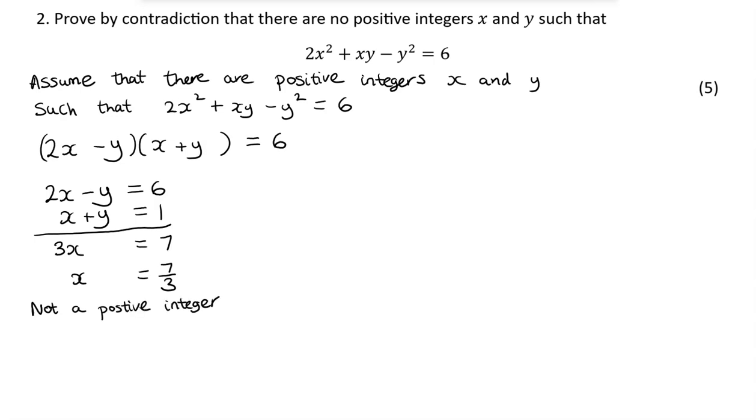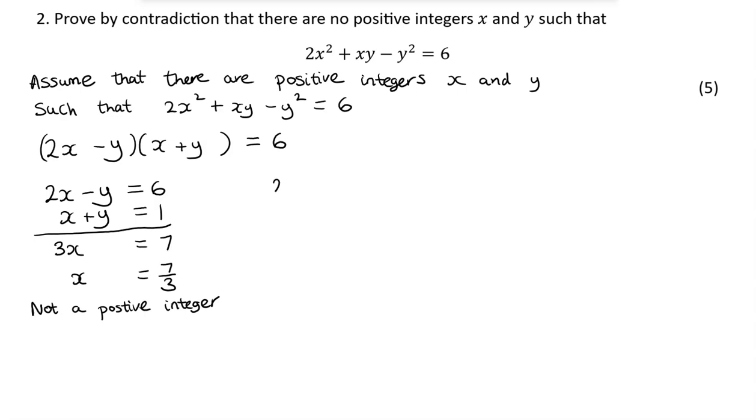I guess with this one as well, you could argue logically that x plus y can never equal 1 anyway, because if x and y are positive integers, then at the very least you'd be doing 1 plus 1. So you could argue that as well, but I've just done it there with the simultaneous equations.